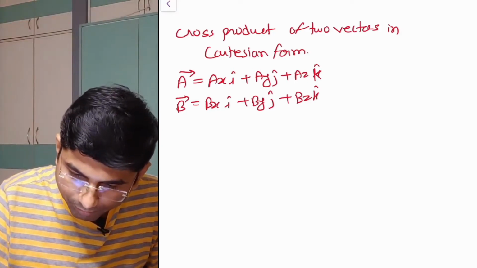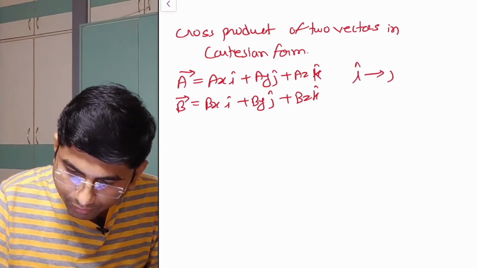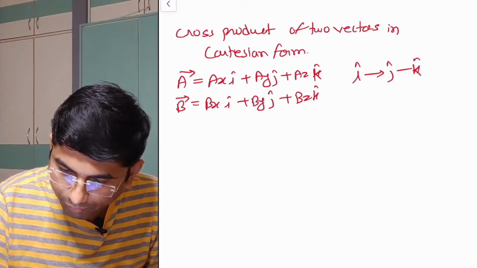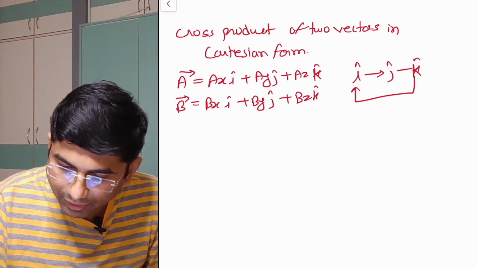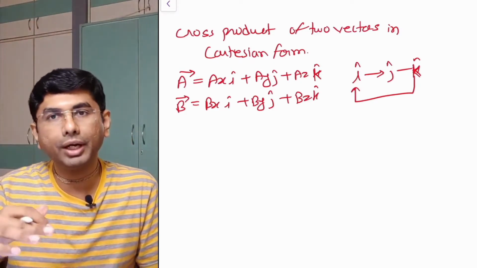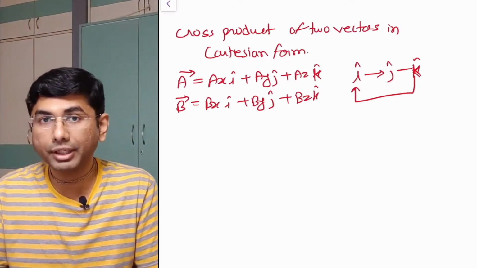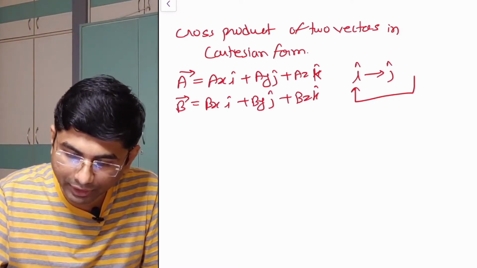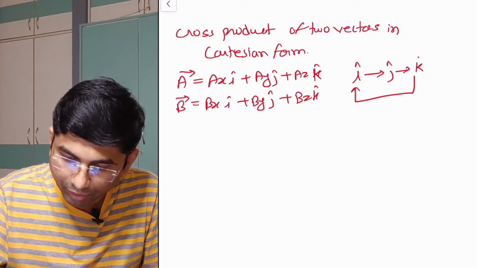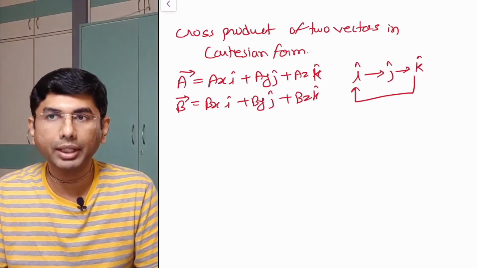i, j, k and k to i. If the things are in this sequence i, j, k and k to i, then whatever answer I am getting, the next vector that I am having will always be positive. And if it is in the opposite sequence, then the unit vector which is coming will be negative.